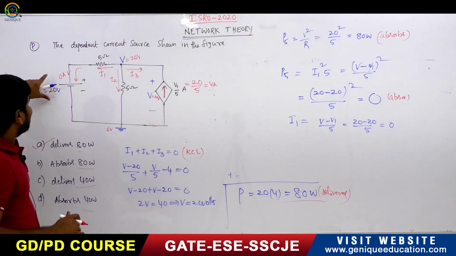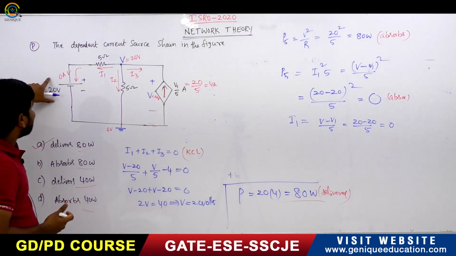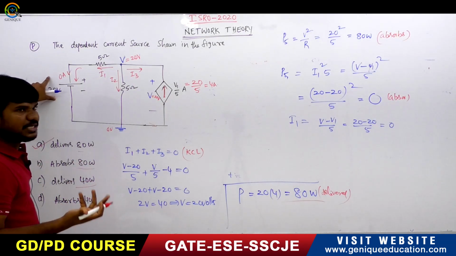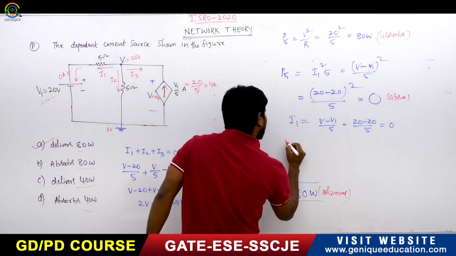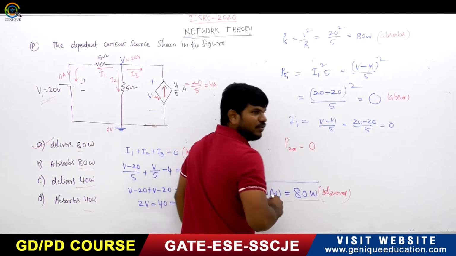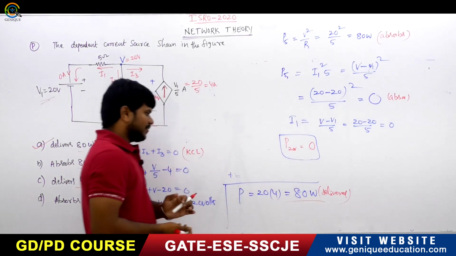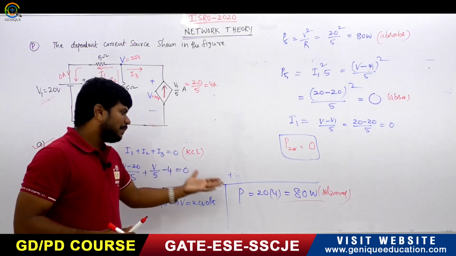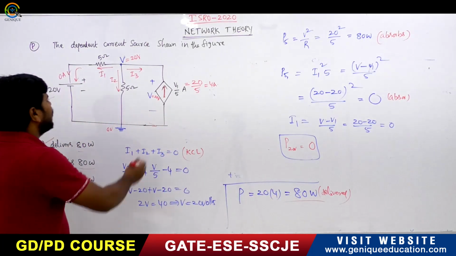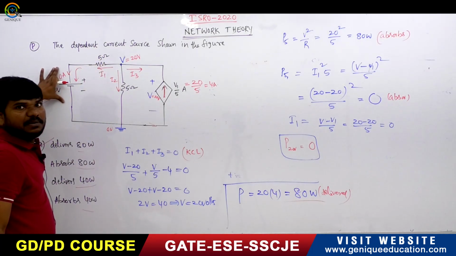So what is the power delivered by this? The power delivered by the independent voltage source is 0. Okay. So the power is delivered by only the dependent source. The power is delivered only by the dependent source, not by the independent source.